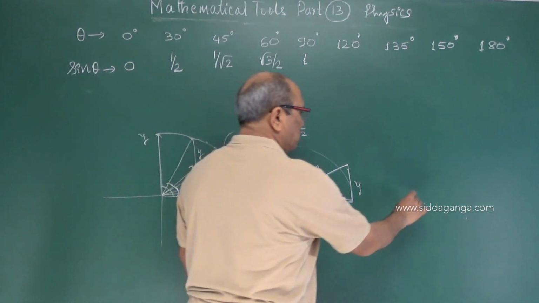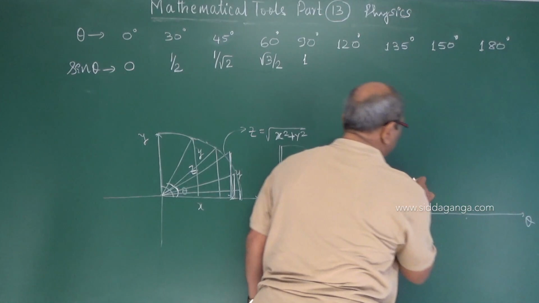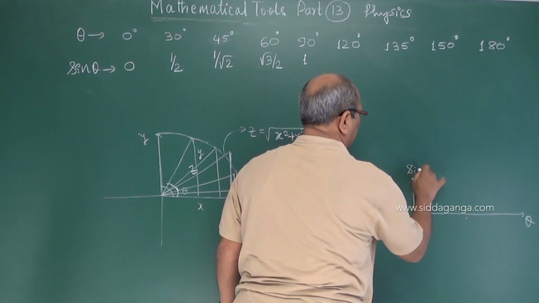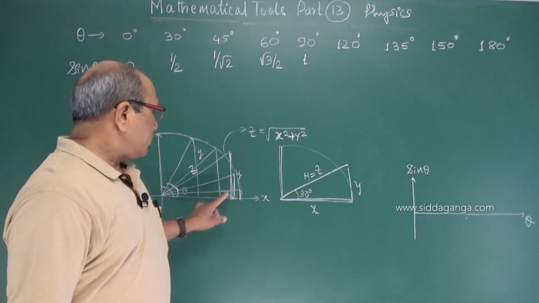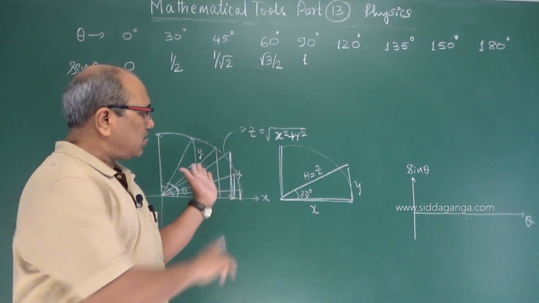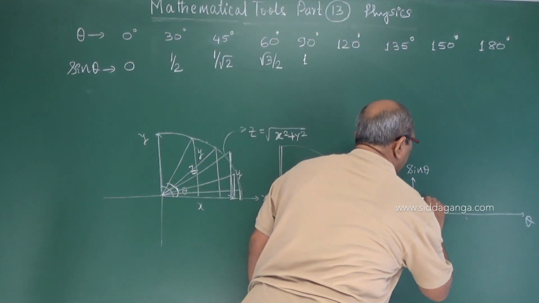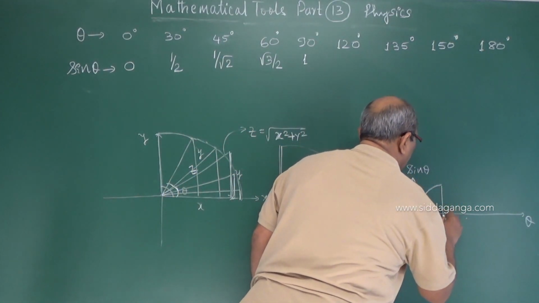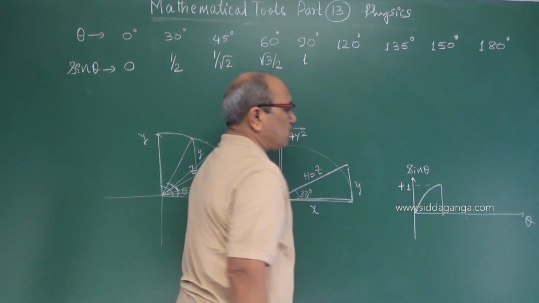If I show it beautifully with a graph, so this is theta and you are drawing the sine function. How this variation goes, we can show in the graph. So in 90 degree we moved, a reflection I show here. When you reach 90 degree, it will take the value plus 1. Different values assigned.